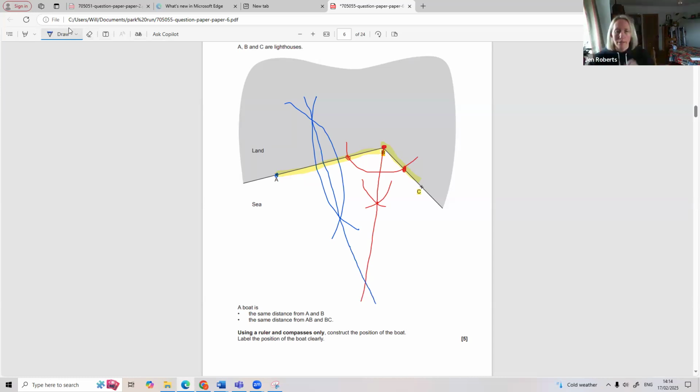You might get quite a different answer to me because I've not actually used a compass. I've just shown you what the construction line should look like, but the boat should be here where those 2 lines meet.